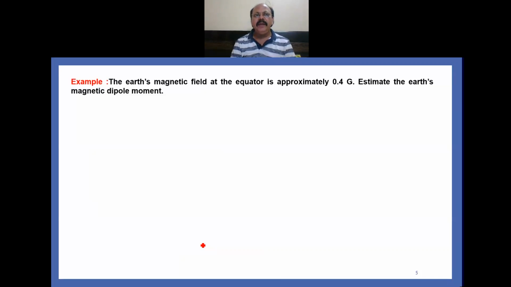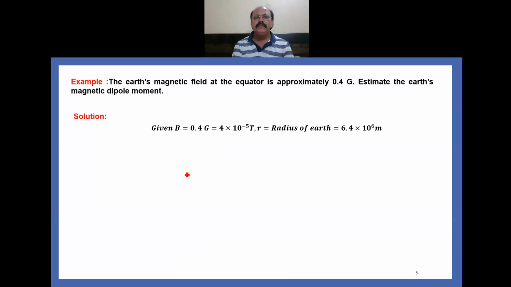Estimate the Earth's magnetic dipole moment. You have to find out the Earth's magnetic dipole moment, and Earth's magnetic field is given as 0.4 Gauss. As we know, the radius of the Earth is 6.4 × 10^6 meter, and the value of the magnetic field is given here: 0.4 Gauss, that is 4 × 10^-5 Tesla.